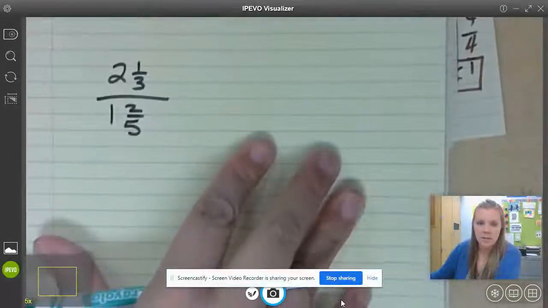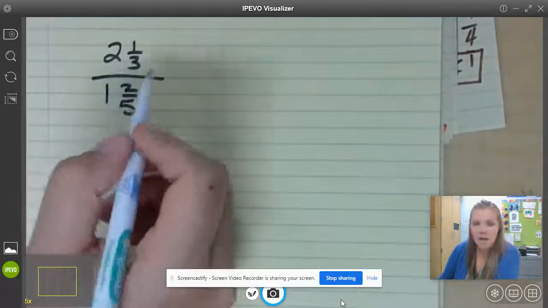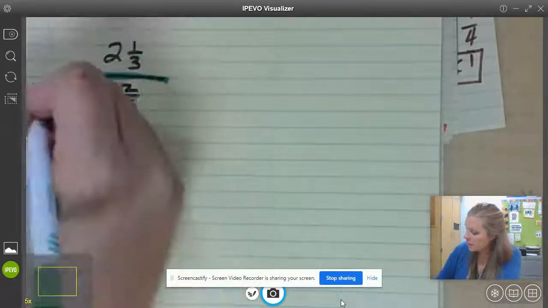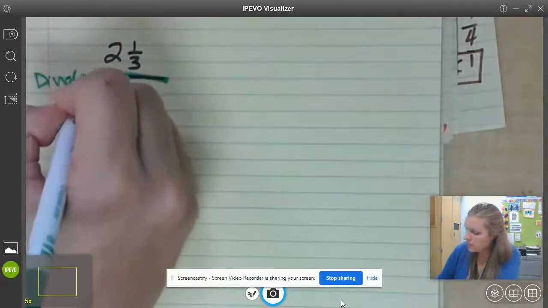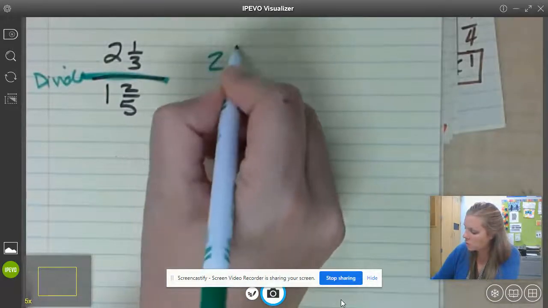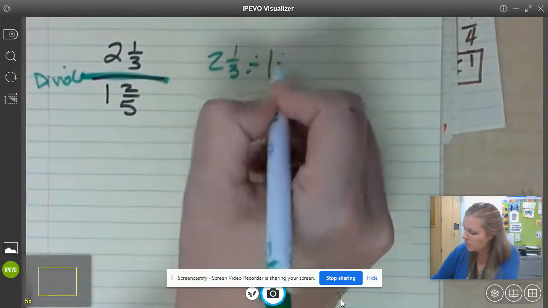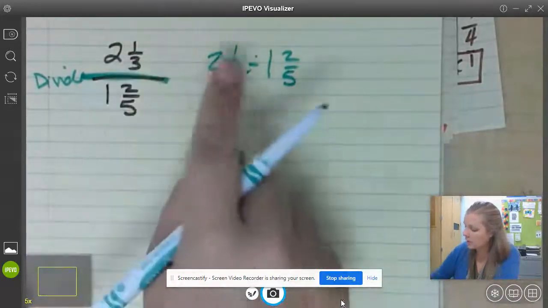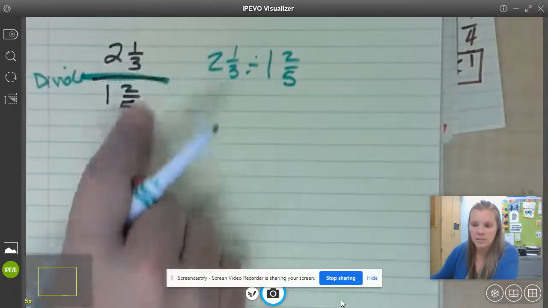Let's try one more example. This is the complex fraction. It's mixed fractions in a fraction. This line, again, just means to divide. So I'm going to start just by rewriting it. 2 and 1/3 divided by 1 and 2/5. So I took these and I wrote it horizontally instead of vertically.